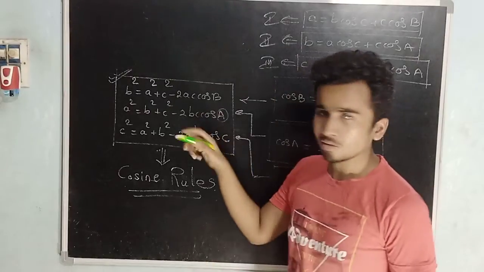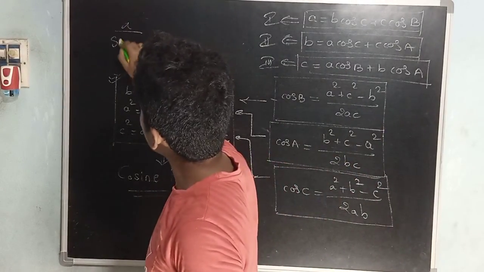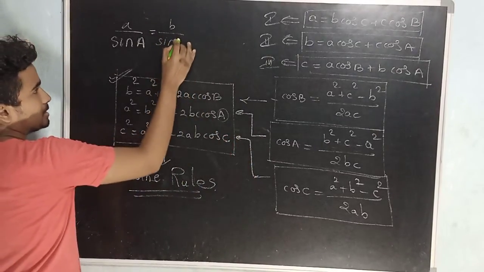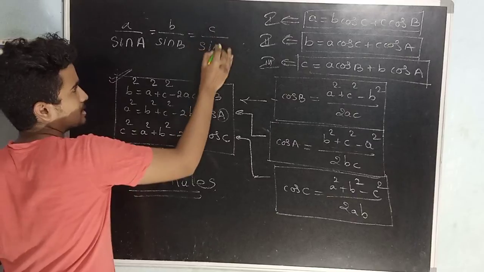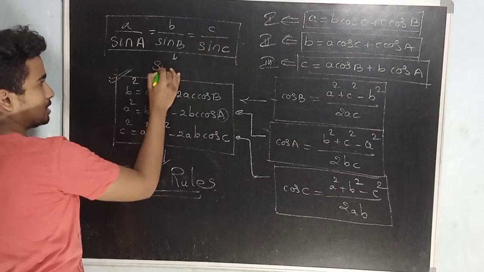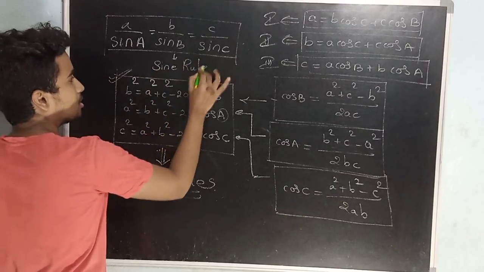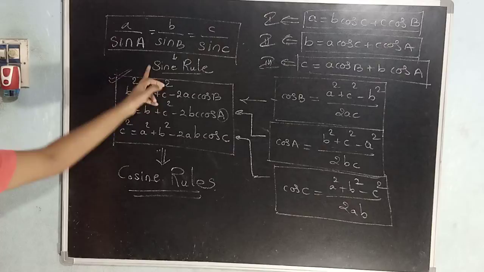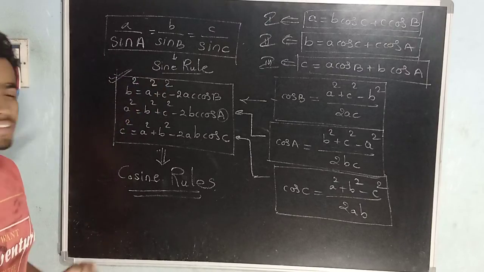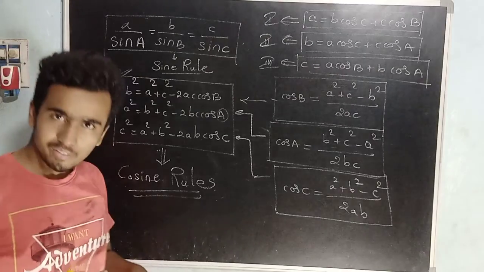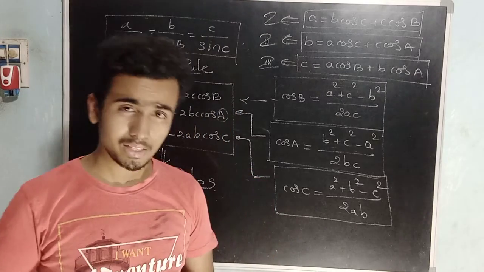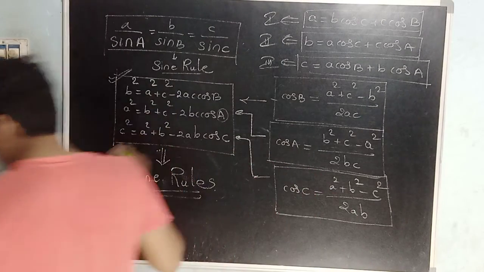These are cosine rules, and a by sine a is equal to b by sine b is equal to c by sine c, which we have discussed previously. It's nothing but the sine rule. Sine rule, cosine rule. These both are like brothers. These two are going to be useful everywhere, in mathematics as well as in physics. These two are very important things.